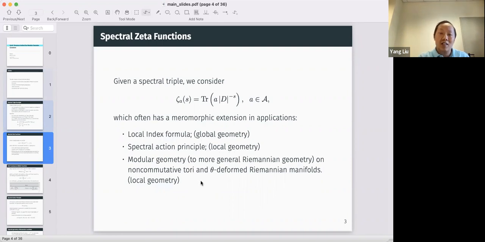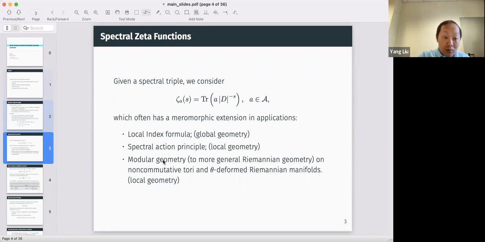Given a spectral triple, with respect to the metric represented by this Dirac operator D, what kind of local invariants can we extrapolate out of this? So this spectral action principle, I think, was initiated by Connes and Ali Chamseddine. I will make some comparisons between the last two.